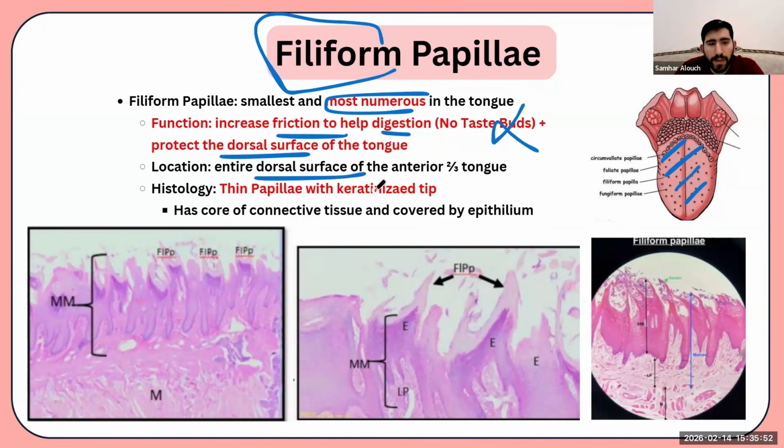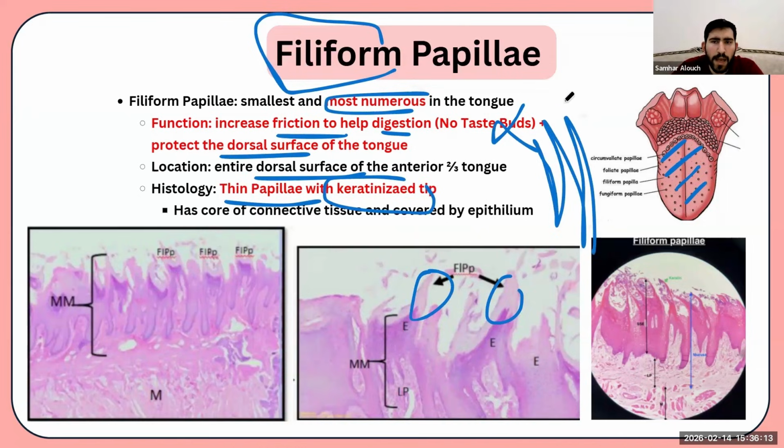And what's the histology of it? Anything that causes friction needs keratin, because keratin is thick, okay? It will help with the friction. So the only one that has keratin is the filiform. It's thin papillae with keratinized tip. Okay, once you see keratinized tip, that's filiform papillae. It just looks like very thin papillae like this, and it has a keratin tip. Okay, if they ask you what epithelium is this, stratified squamous epithelium.